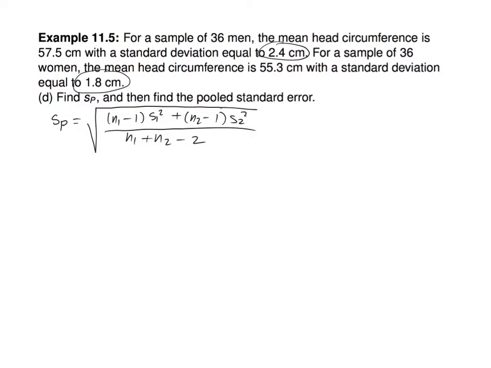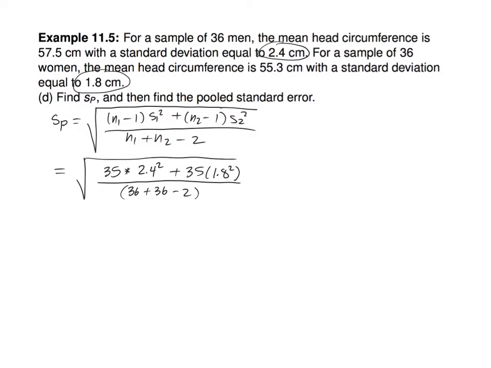All right, what goes in for n1? That's going to be 35 once I subtract, right? And then s1 squared plus 35 times s2 squared, all over 36 plus 36 minus 2. After much calculator punching and putting parentheses around the numerator, I got 2.12.